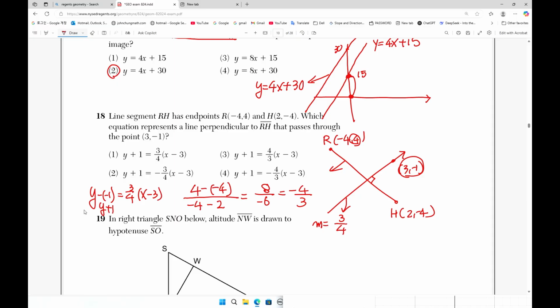So y plus 1 equals 3 over 4x minus 3. Option 1 is the answer.